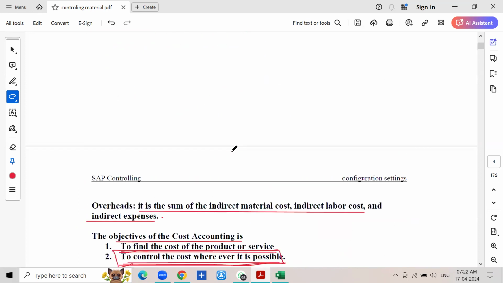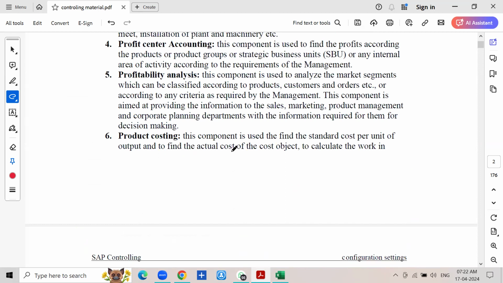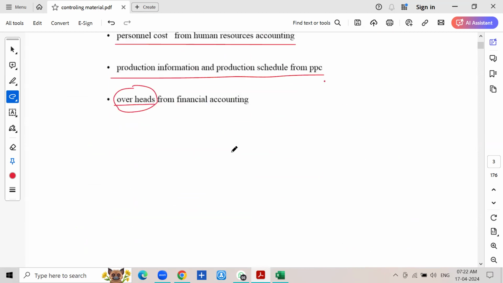These overheads are directly posted in financial accounting, in FB50 or F-02. Printing and stationery, traveling expenses, postage, advertisement, etc. are directly posted in the general ledger, in F-02 or in FB50. From there, they will be transferred to controlling. This is the concept of overheads.